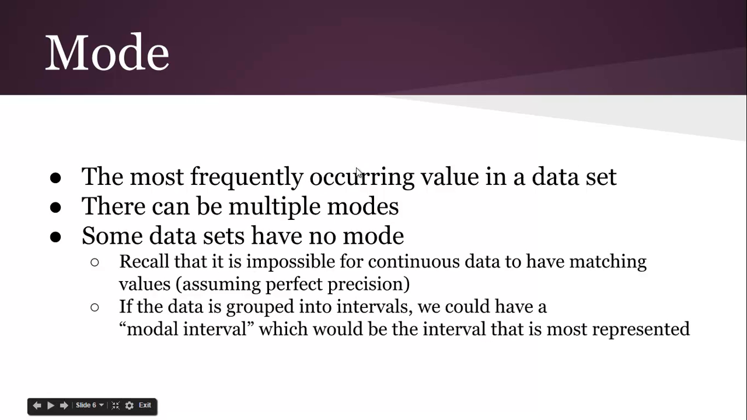So what we talk about more than mode, which is the most commonly occurring number, because that doesn't really mean a lot, is the modal interval, and that's what we'll talk about in this unit. I won't ask you the mode in your culminating or on the test. I'll ask what the modal interval is, and that's actually more beneficial. It's just the interval that's the most represented.